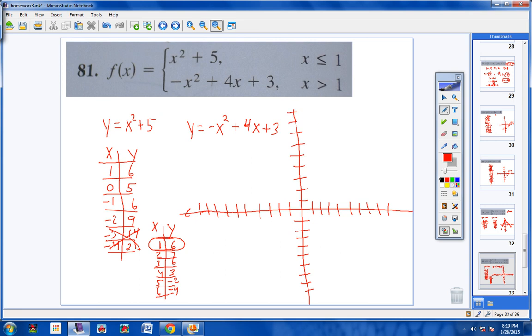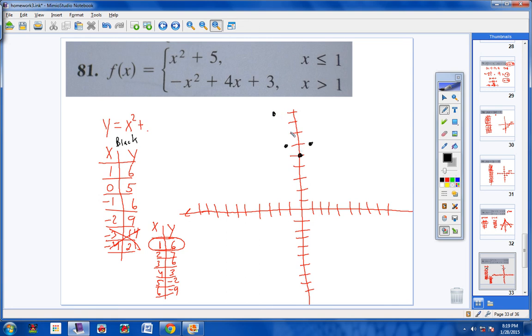Okay, let's go ahead and we're going to graph this one here in black. So (1, 6), then (0, 5), and then (-1, 6). And then (-2, 9), so 6, 7, 8, 9.